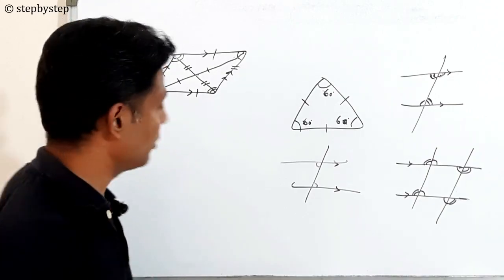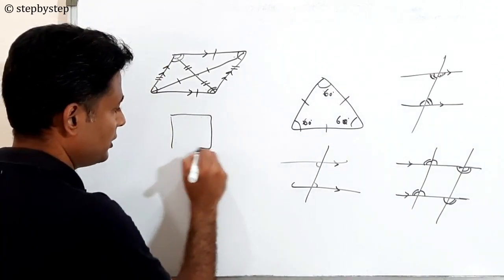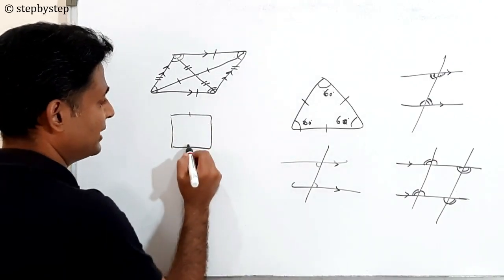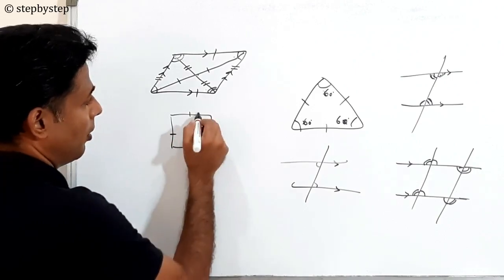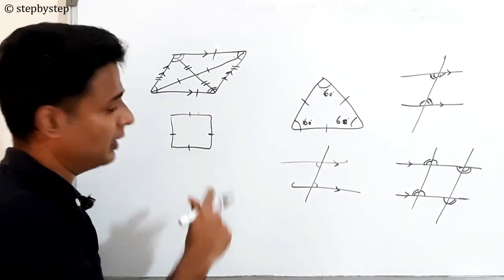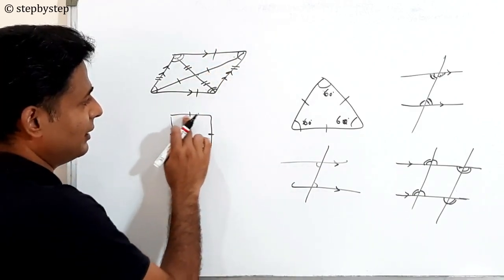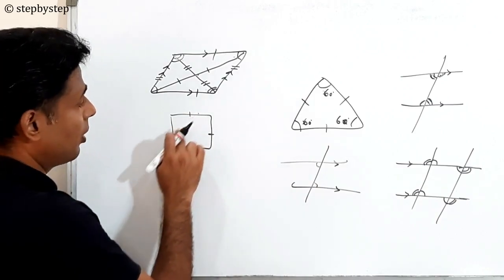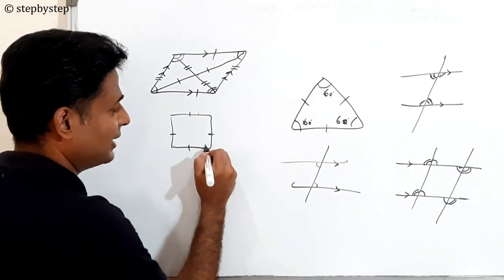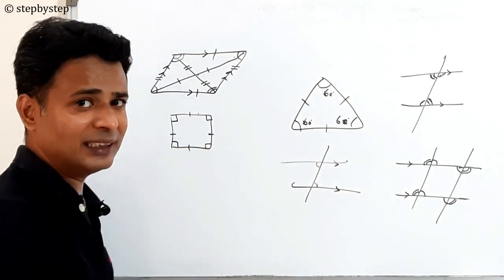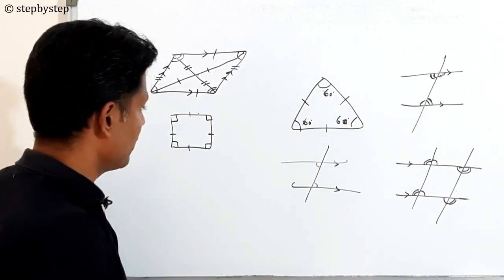Now some special parallelograms. Square. A square is a parallelogram. What are the properties of a square? All sides are equal. All opposite sides are parallel because all properties of a parallelogram apply to a square. But the difference is one of the special characteristics is all sides are equal plus all angles are 90 degrees. So this you have to remember.